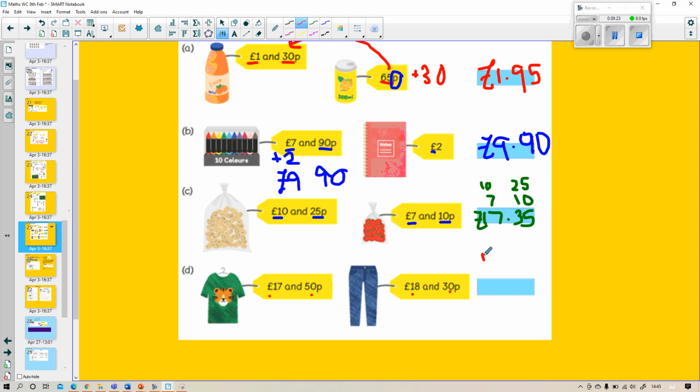Now we've got £17 and 18 pounds, and we've got 50 pence and, oh, sorry, I was reading the wrong one. £50, 50 pence and 30 pence. Okay, so we can add the pence up really quickly and easily because we know that that's going to be 80 pence. But this one, you might find a little bit harder.